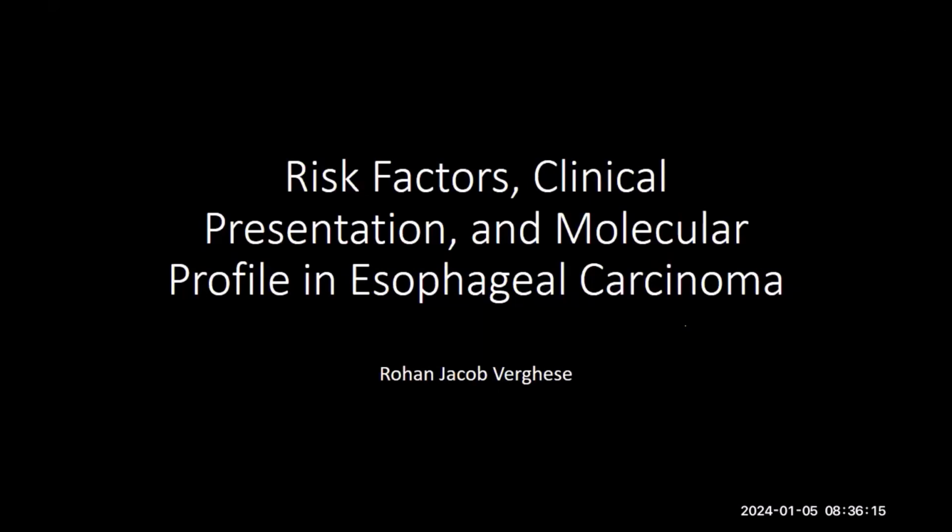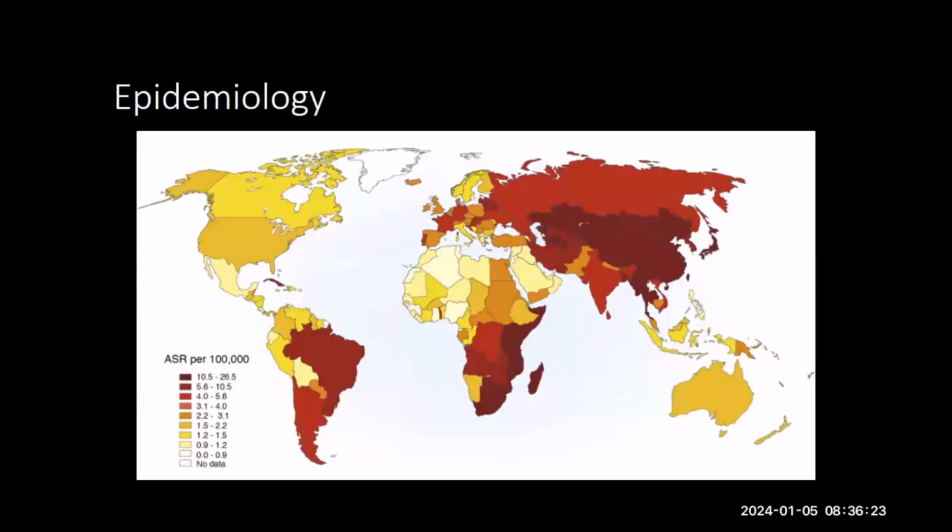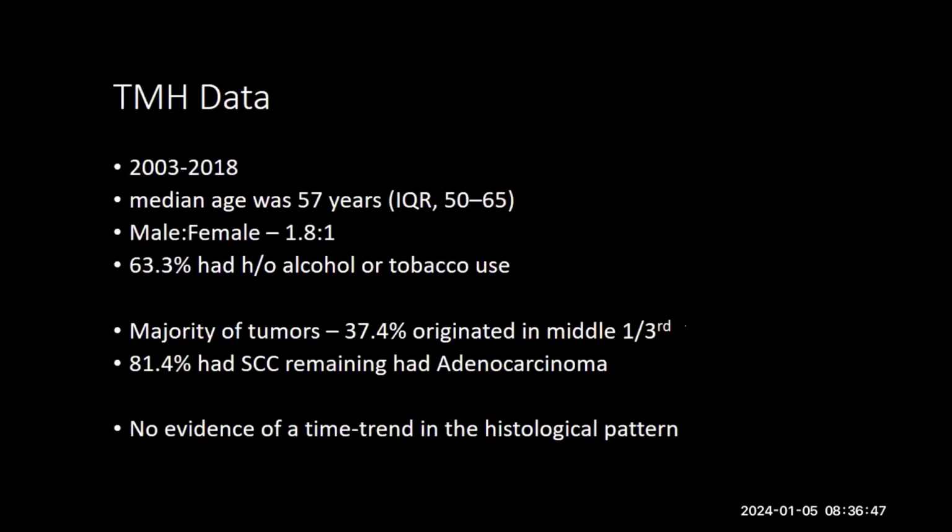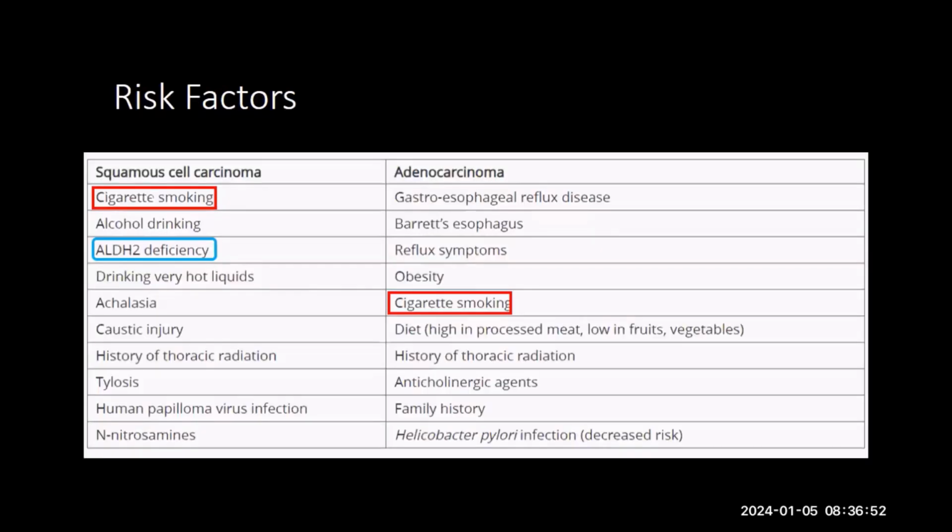Today I'll be talking about the risk factors, clinical presentation, and molecular profile of esophageal carcinoma. We had already seen in the previous presentation that esophageal carcinoma is more common in Southeast Asia. In India, it is more common in Northeast India and in Kashmir. Again, this is a review of the PMH data. In the interest of time, we just move forward.